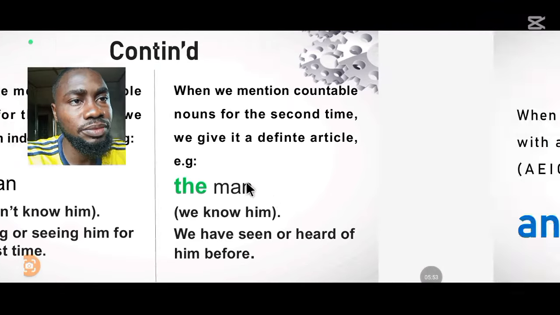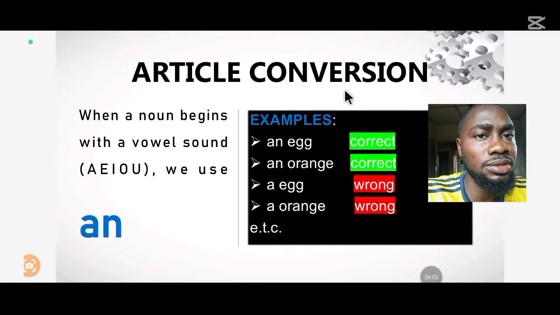Moving on. Article conversion. The left-hand side of the table reads: when a noun begins with a vowel sound, which is A, E, I, O, U phonetically, we use an. Remember, an is an indefinite article. So we use an when the first syllable of the noun begins with a vowel sound.